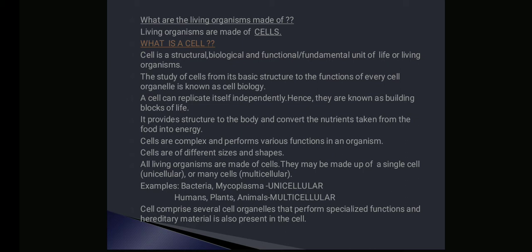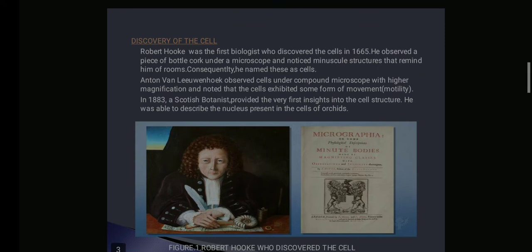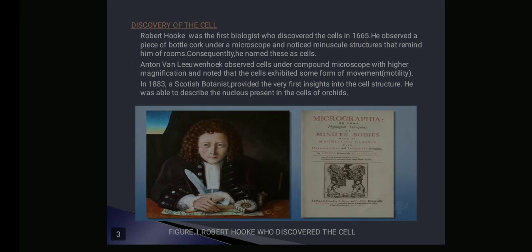The cells comprise many cell organelles that perform many specialized functions in the body, and the cell has hereditary material present in it, that is DNA or RNA. Coming to the discovery of the cell, the first scientist who discovered the cell in the year 1665 is Robert Hooke. He observed a piece of bottle cork under a microscope and noticed minute structures that reminded him of a room's. Consequently, he named them cells.